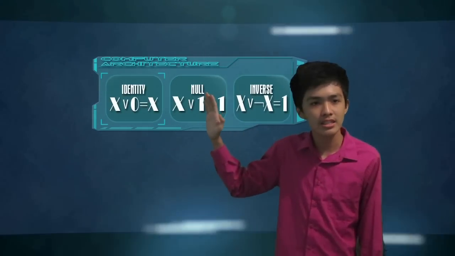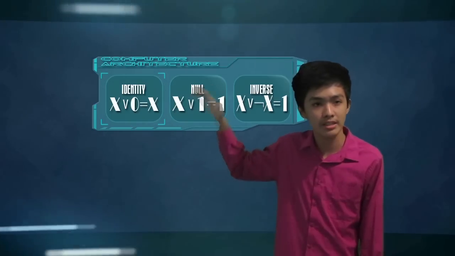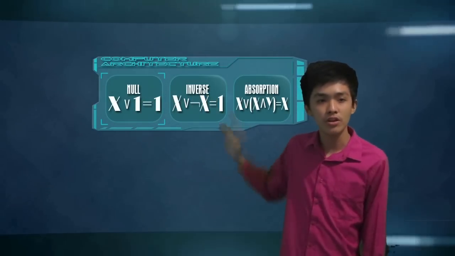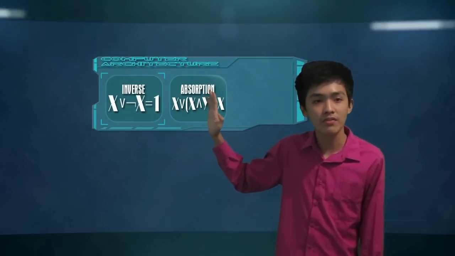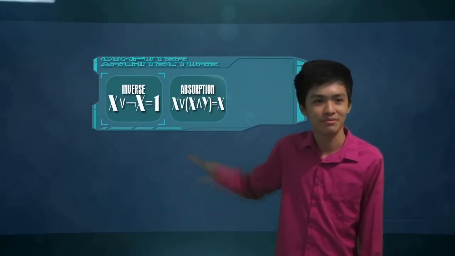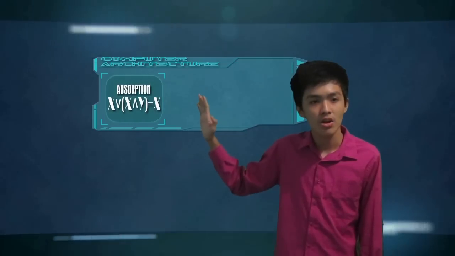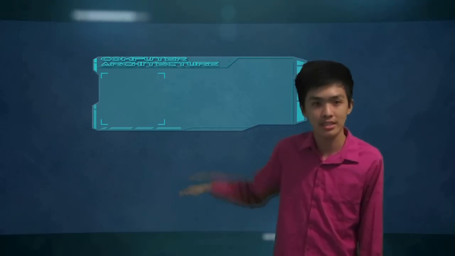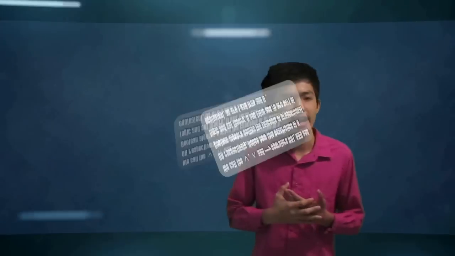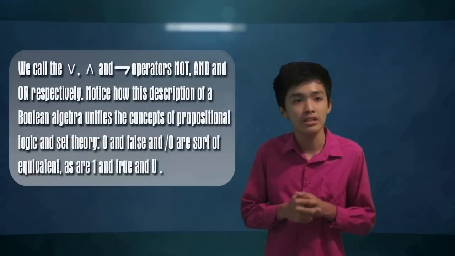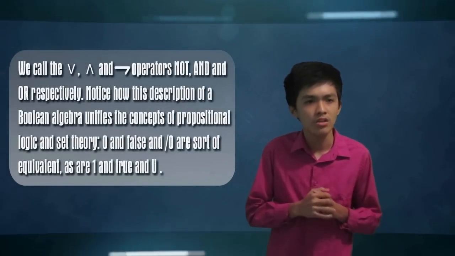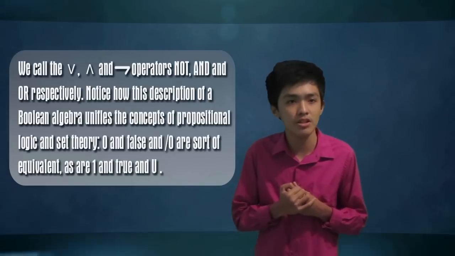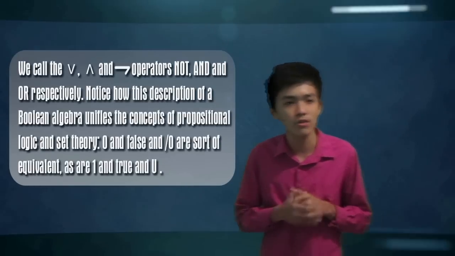Identity: x or 0 is equal to x. Null: x or 1 is equal to 1. Inverse: x or not x is equal to 1. Absorption: x or (x and y) is equal to x. We call the and, or, and not operators meet, join, and complement respectively. Notice how this description of a Boolean algebra unifies the concepts of propositional logic and set theory.